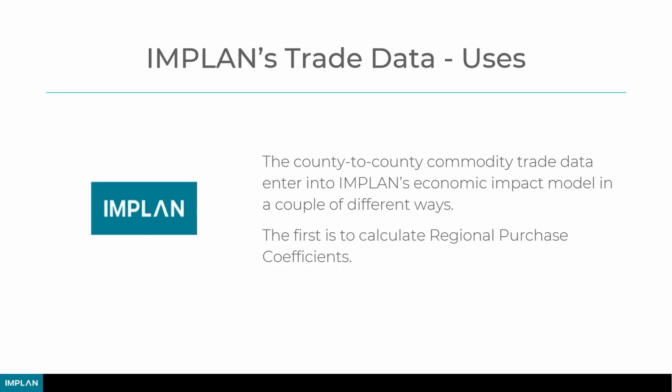So the county-to-county commodity trade data enter into our economic impact model in a couple of different ways. The first is to calculate regional purchase coefficients. So a regional purchase coefficient describes the proportion of each dollar of local demand for a given commodity that is purchased from local producers, with higher regional purchase coefficients indicating less leakage outside of the region and are going to lead to larger input-output multipliers.